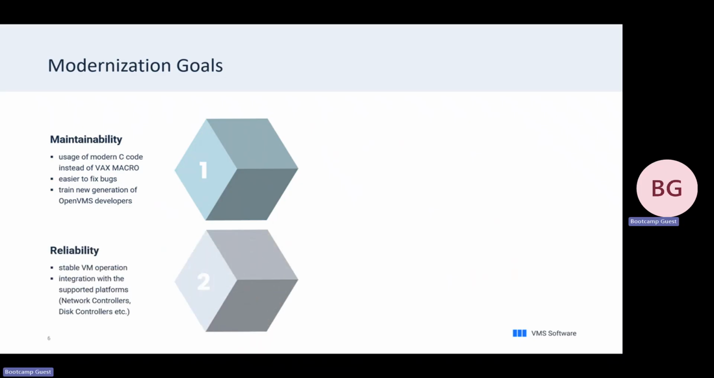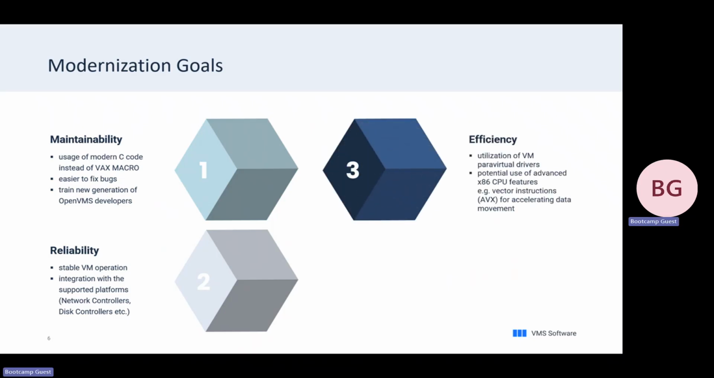Next, we want to be reliable. It's important for us to have stable OpenVMS operation, like all the previous architectures had. Stability, as Camille and all the other colleagues mentioned in this bootcamp, is important. We want to be stable also in x86 environments, without being affected by integrating multiple supported platforms. So we want to combine these two.